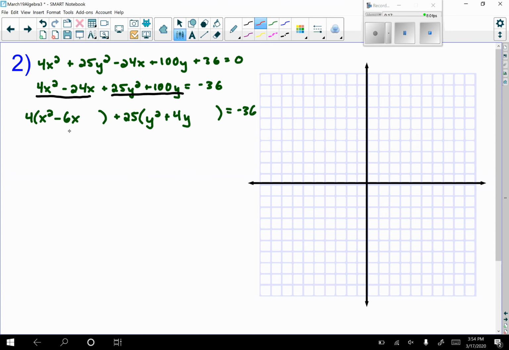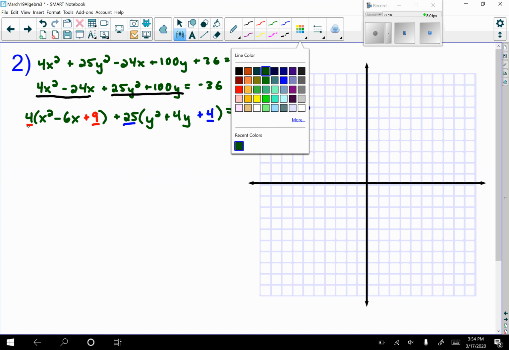So going back to complete the square for the first set of parentheses, half of 6 is 3, 3 squared is 9. But what did I really add to this side? If you said 36, you're right, because it's 9 times 4, so I need to add a 36. Over here after the 4, again, half of 4 is 2, 2 squared is 4, but what did I really add? 4 times 25, we added a 100, so we're going to add a 100 to this side.